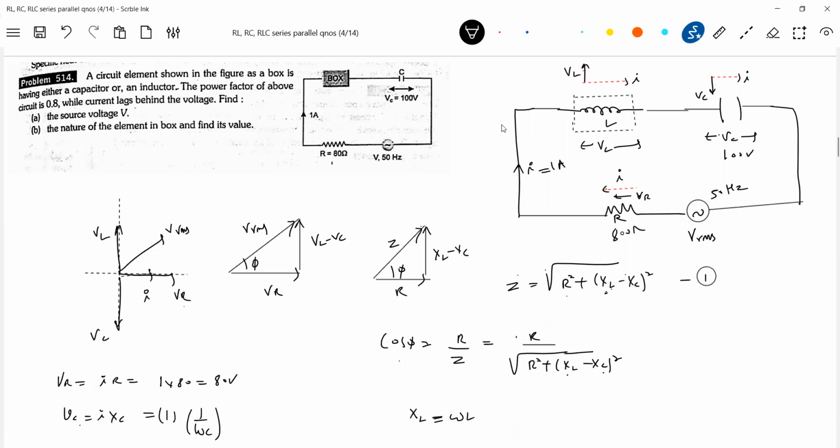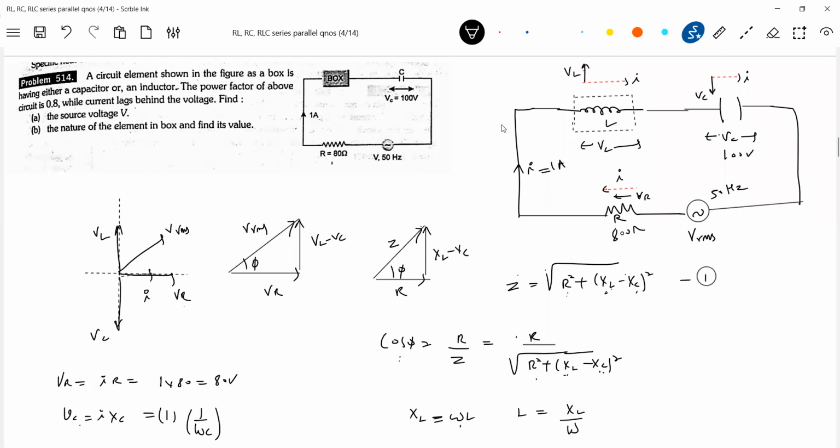Straight away we know R, and XC I'm calculating from VC by I. That value of XC I'll substitute here. I know R. You substitute XC and R here, and we know cos phi, we'll get XL. From XL we get omega L. So that should be the inductor, and we know the value also. L is equal to XL by omega.